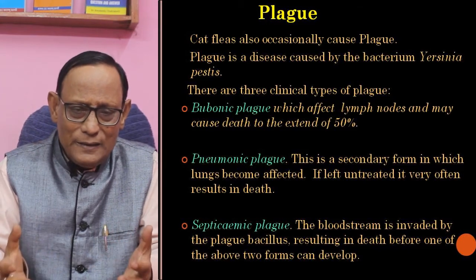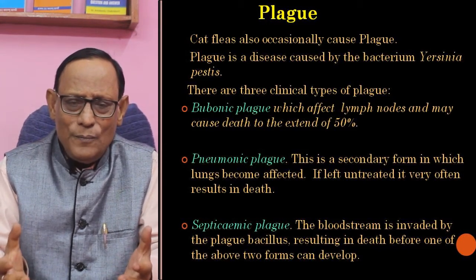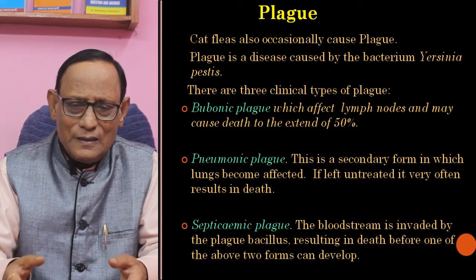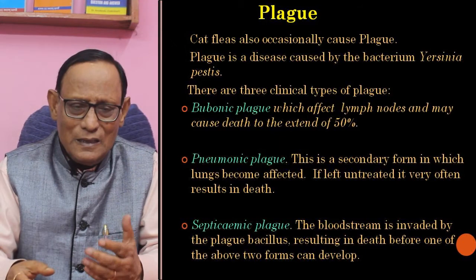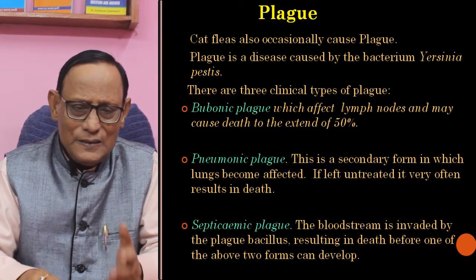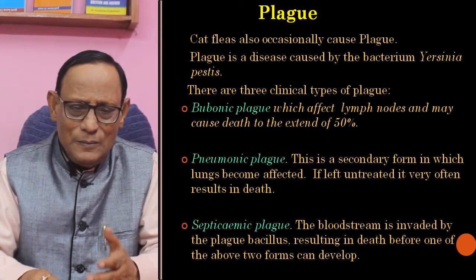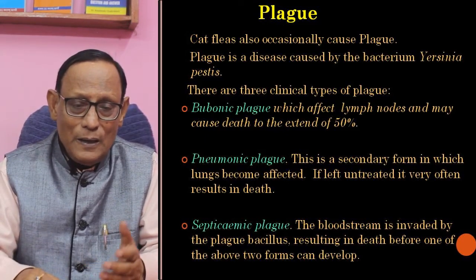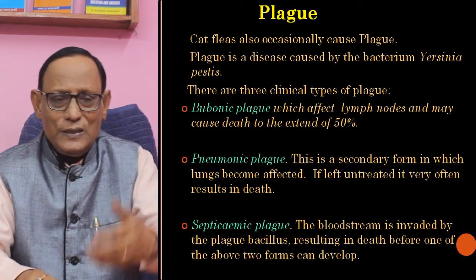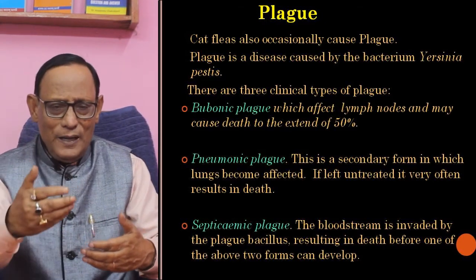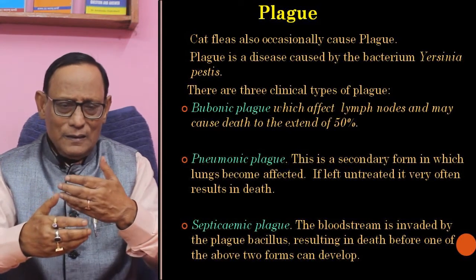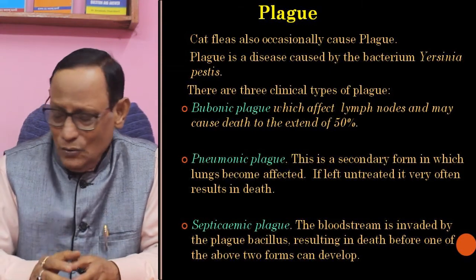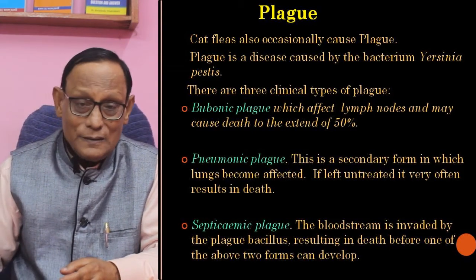The pneumonic plague is a secondary form in which the lungs become affected, and if left untreated, it very often results in death. And third is septicemic plague. The bloodstream is invaded by the plague bacillus, resulting in death before one of the above two forms can develop. So you see, in all three forms, bubonic, pneumonic and septicemic plague, there is death. So this is a very, very important disease.